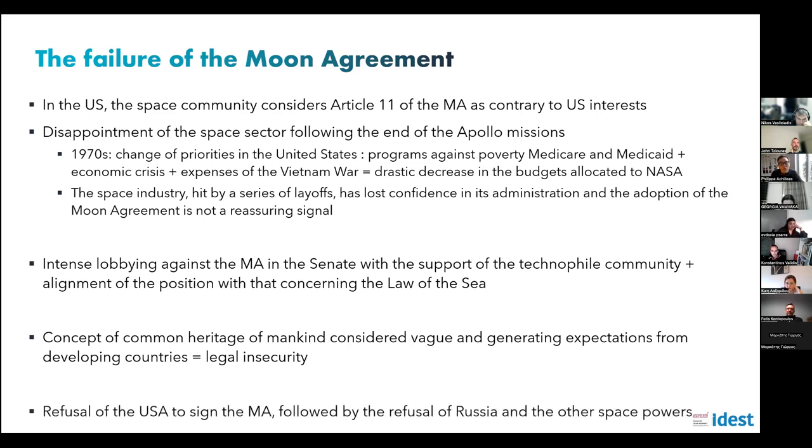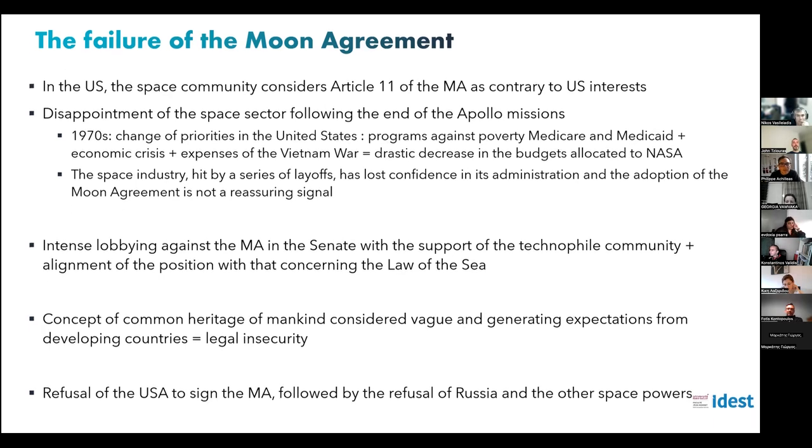So the USA refused to sign the Moon Agreement, and the Russians said, okay, if the US doesn't sign, we don't sign. Anyway, we did not want this agreement. This agreement is not a good agreement. So no spacefaring nation accepted to ratify the Moon Agreement. So the Moon Agreement is in force today, but because none of the spacefaring nations have accepted the text, it's not effective to regulate activities on the moon.